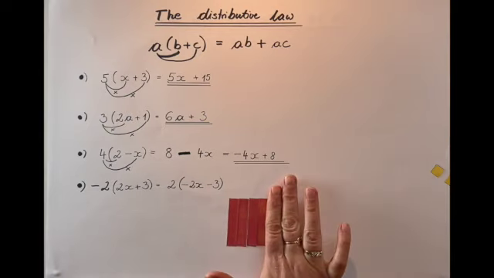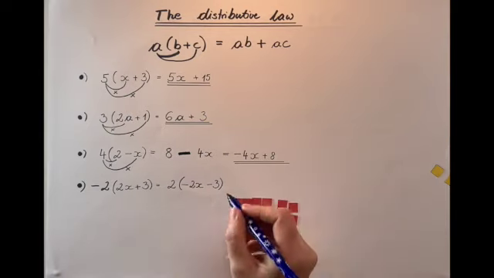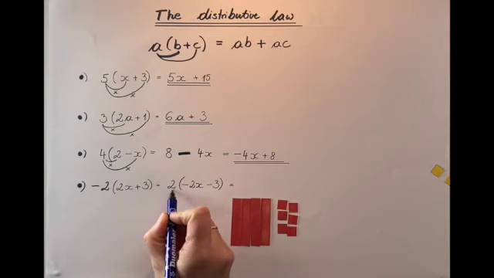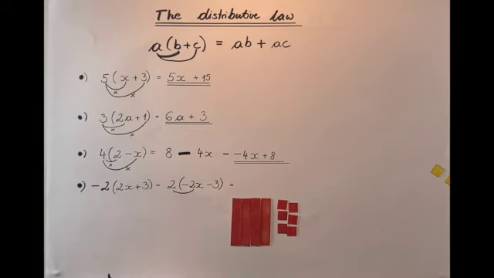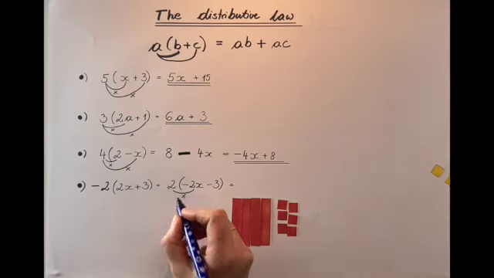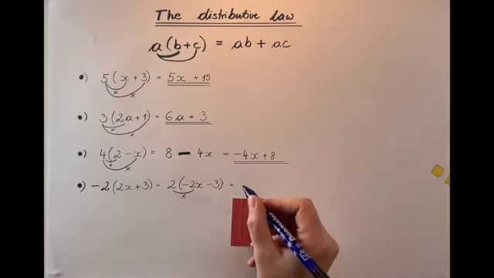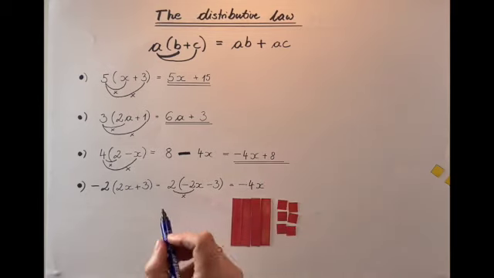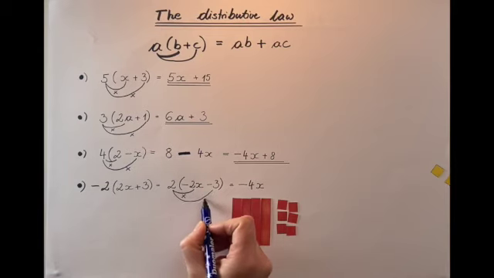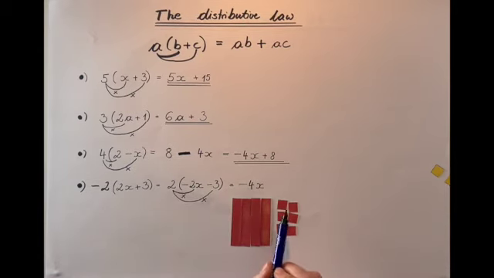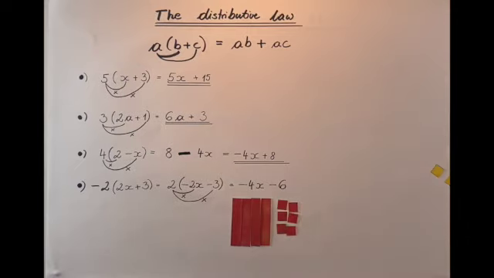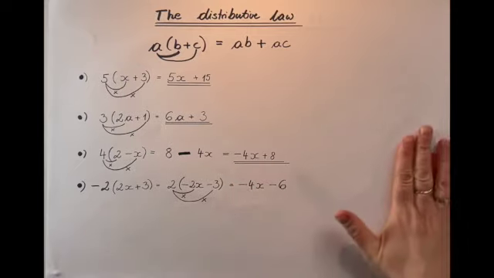And what do we get then? We get 2 times negative 2x gives us negative 4x. 2 times negative 3 gives us negative 6 units here. And that's the solution to this problem here.